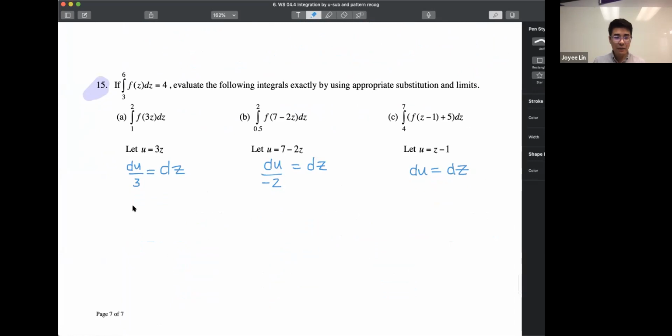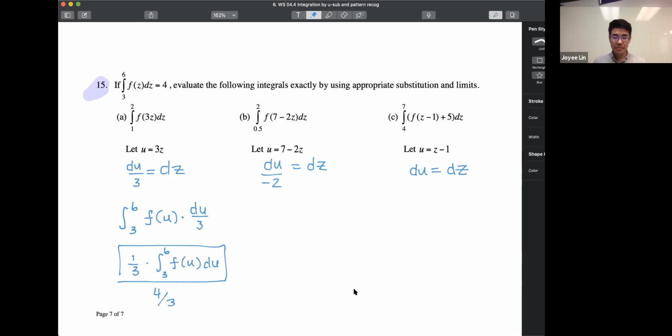So for part A, right, if we start plugging in our bounds, we get the same bounds. And usually I think that's what you should be expecting, right? You should be expecting similar bounds. You plug in the u, you get f of u. When you plug in for dz, you get du over 3. So then the area should be 1/3 the area of f along those similar bounds. So the answer to part A is just 4/3, right? You get 1/3 the area.